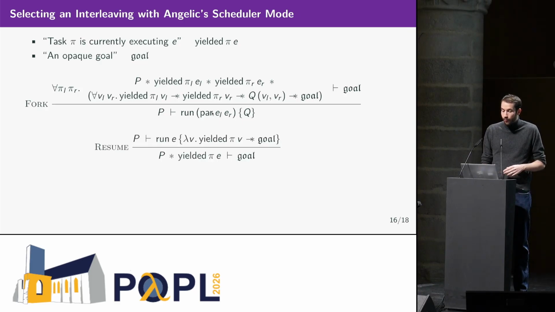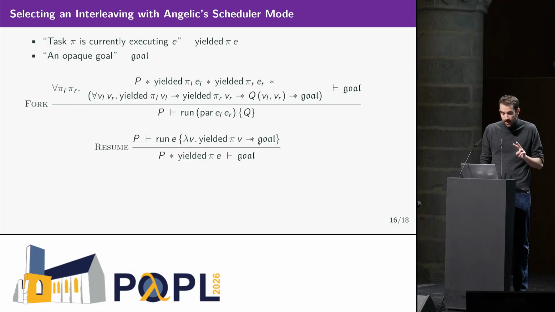And so we provide a resume rule that allows you to resume the verification of any task. So if you know that task pi is executing E, you can resume the proof and reduce the goal to proving run of E. And then in the post-condition, you get to know that pi reached a value V.